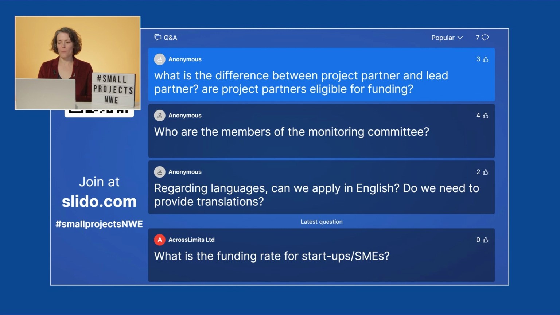Okay, great. Next question. What is the difference between project partner and lead partner? And are project partners eligible for funding? Yes, project partners are eligible for funding, up to 60% ERDF, with the exception of Swiss partners. The difference between lead partners and project partners is that the lead partner is the main point of contact from the project towards the JS. So whenever there is communication, we communicate with the lead partner.